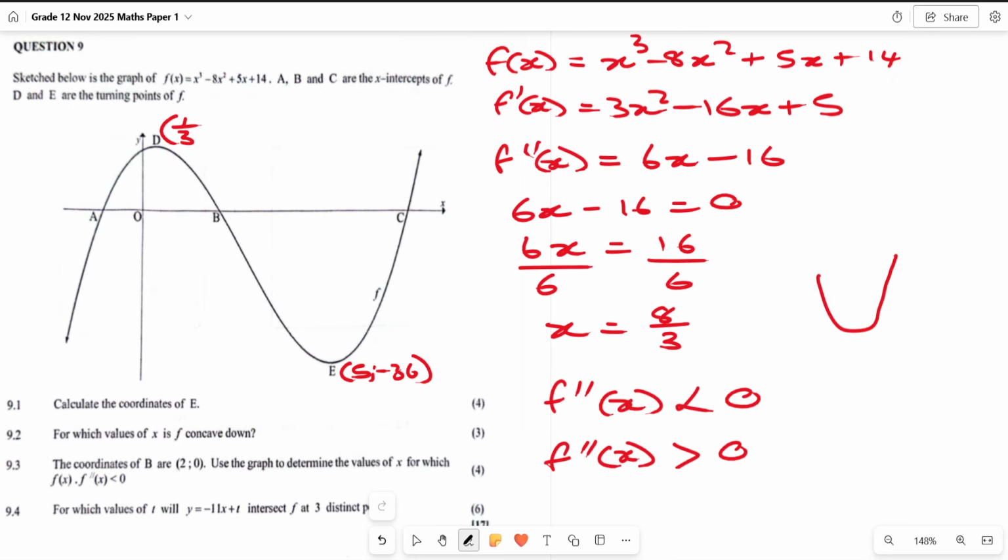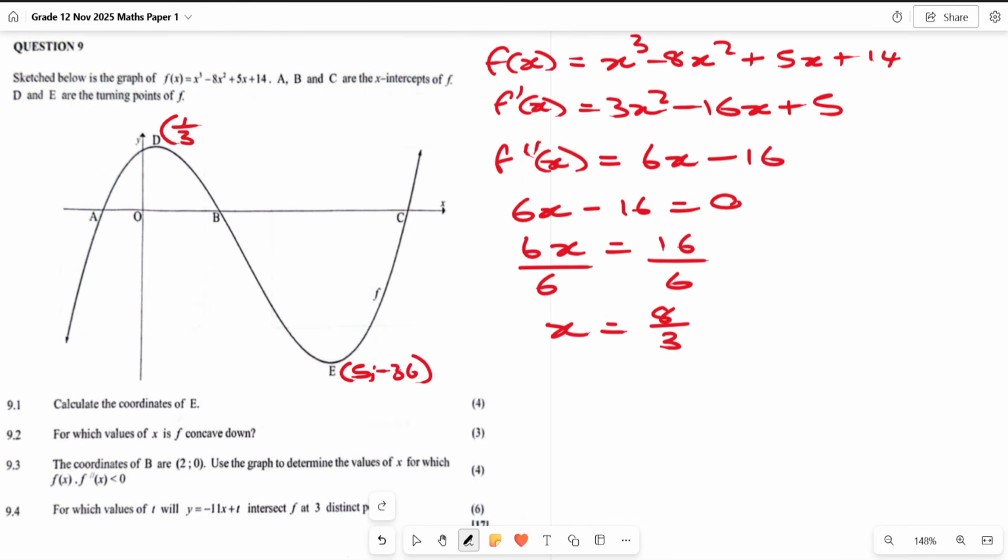But they are asking for concave down. So as you can see, our answer is less than 0. Or rather, what you can just do is, where is the step here? On this step here, where you have the derivative, for concave down, the derivative of the derivative has to be less than 0, right? For it to be concave down, the derivative of the derivative has to be less than 0.